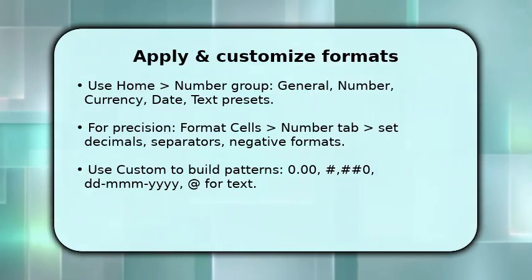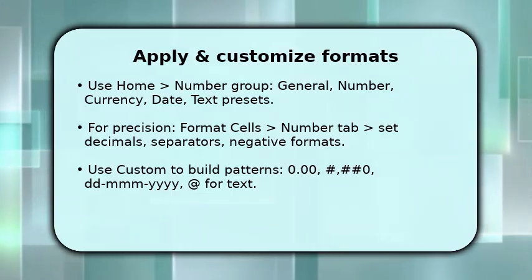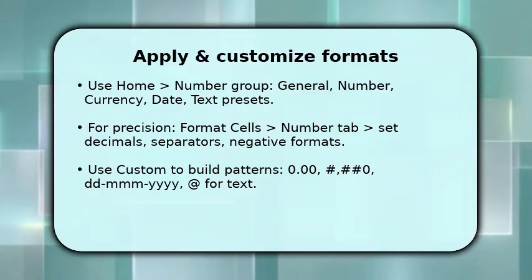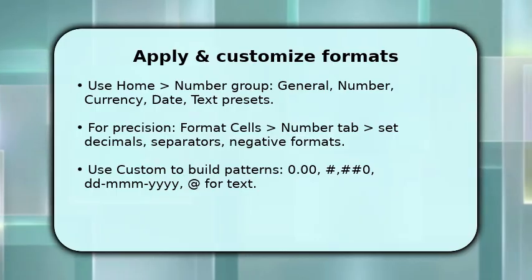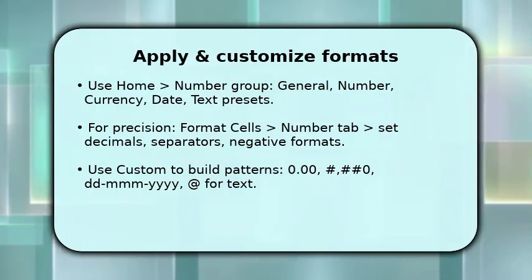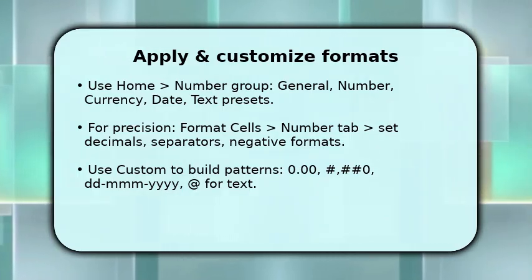Open Format Cells and on the Number tab set decimals, use 1000 separator and choose negative number style to match reporting needs. Use custom when you need patterns like 0.00 for 2 decimals, or DDMMMYY for compact dates. This prevents parsing errors and keeps pivot tables and charts accurate. Make sure to preview before confirming.